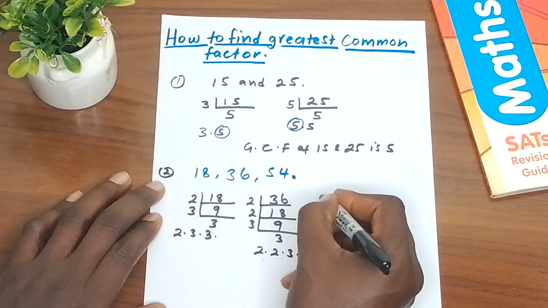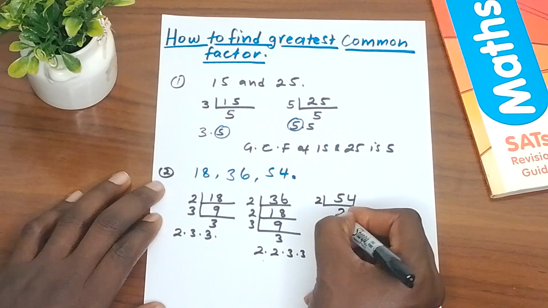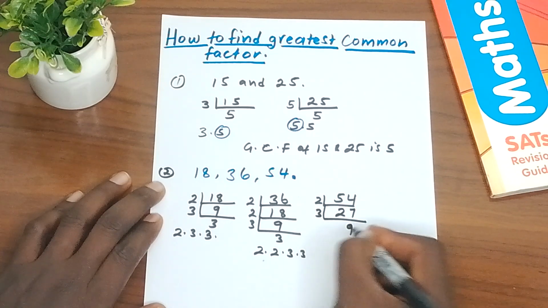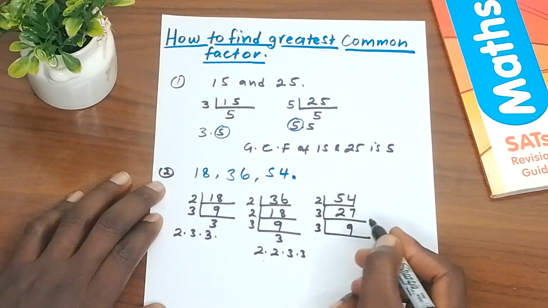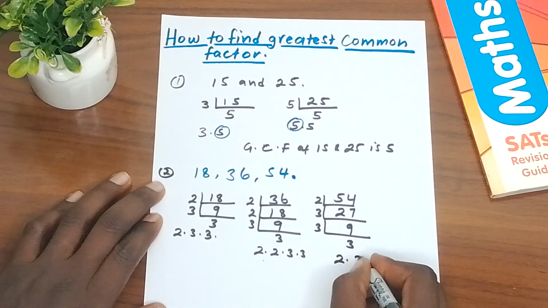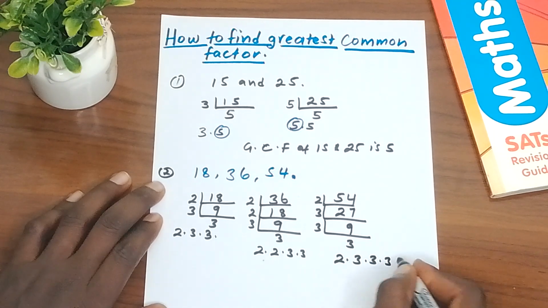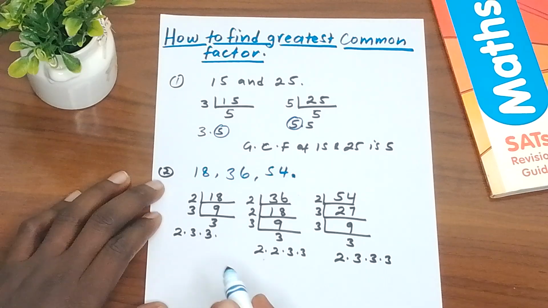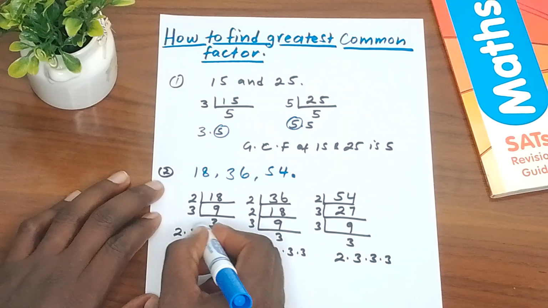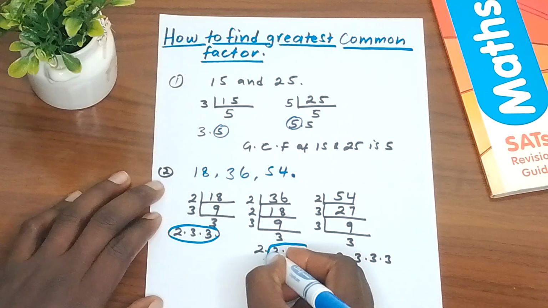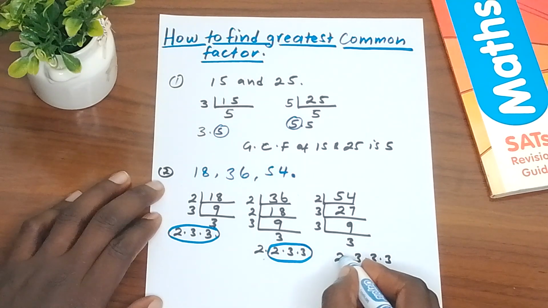Then we got 54 divided by 2, we'll get 27. We divide it by 3, we get 9. We divide it by 3, we get 3. So the factors here are 2, 3, 3, 3. Now we determine the common factors. Here we have 2, 3, 3. Here we have 2, 2, 3, 3. So we'll take this 2, 3, 3. Here we have 2, 3, 3.